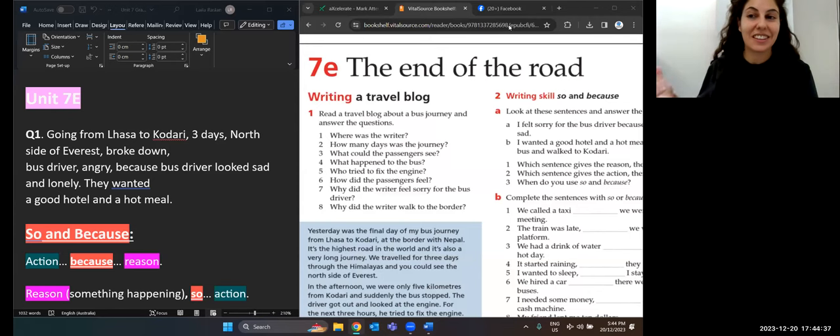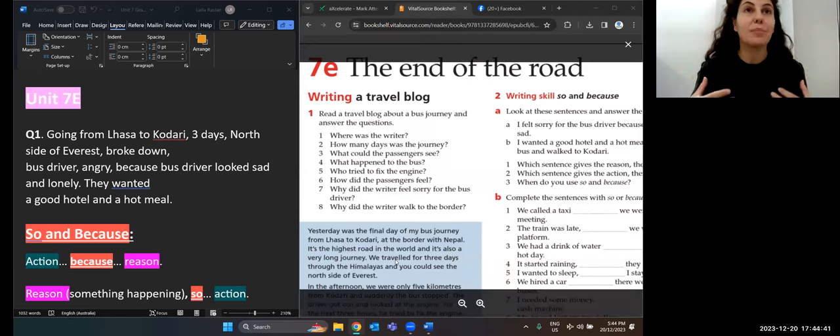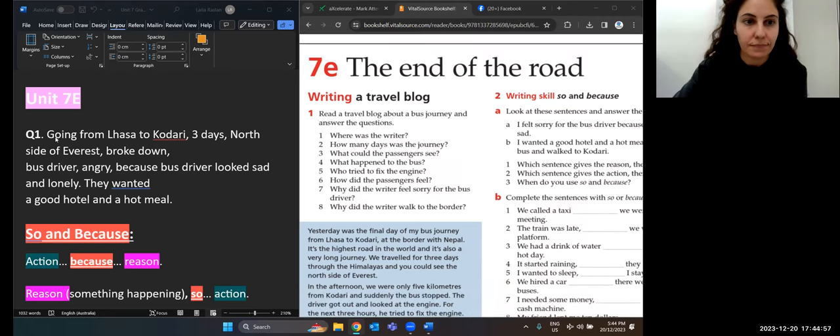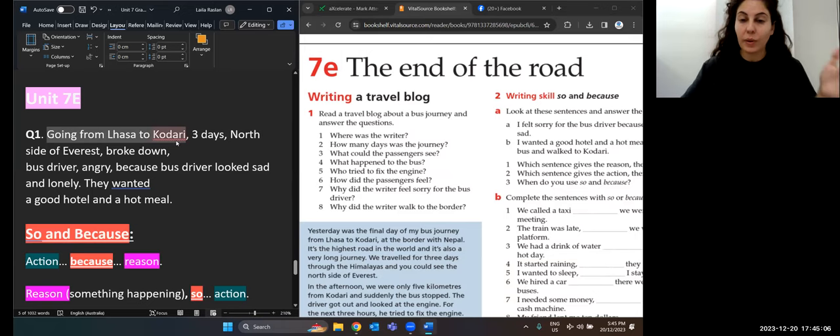Okay, so let's have a look at some questions. So we were reading this paragraph about somebody's journey in Nepal, and they were on a bus journey. So where was the writer? The person who's talking and writing about their trip, where were they? Yeah, going from Laksa to Kodari. Yeah, that's where they were. They were going from this place to this place.